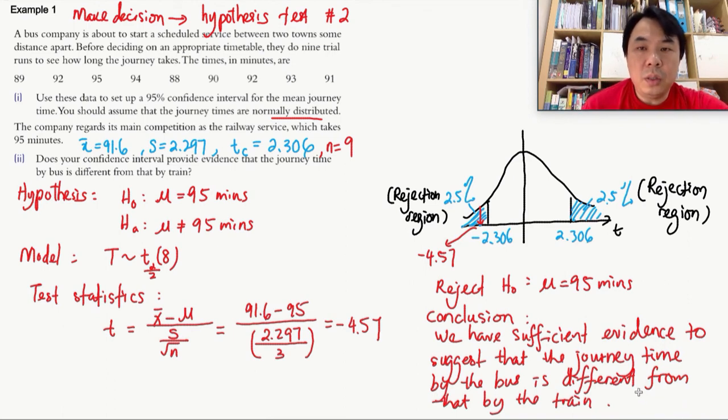We can actually make decisions using both of these methods, either by using confidence intervals or by using hypothesis testing. So I hope this will be a good revision for all of you.